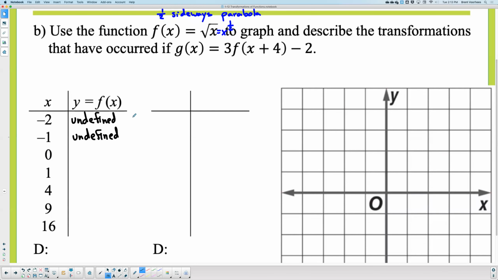But starting at 0, I can take a square root. What's the square root of 0? 0. What's the square root of 1? 1. What's the square root of 4? What's the square root of 9? And the square root of 16? 4.